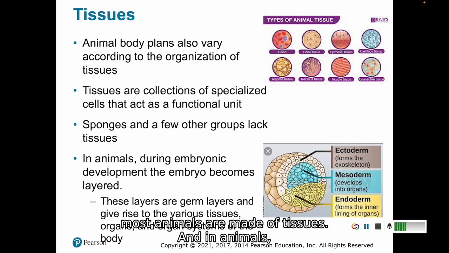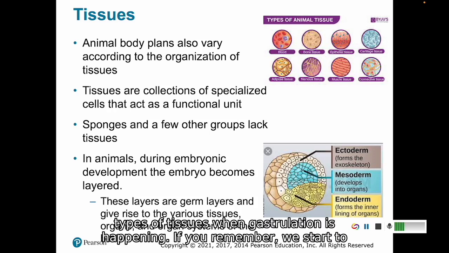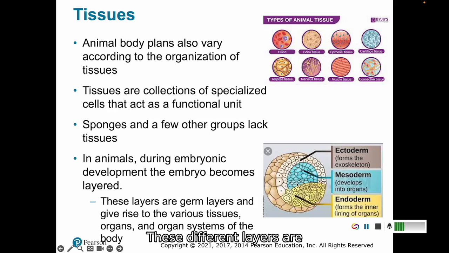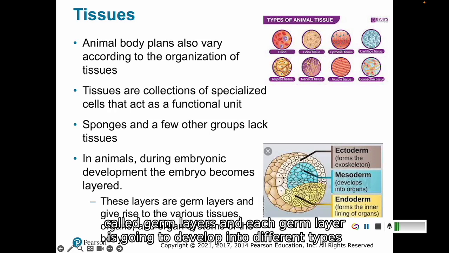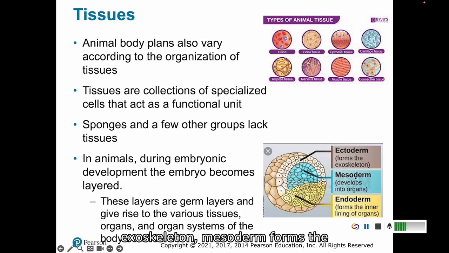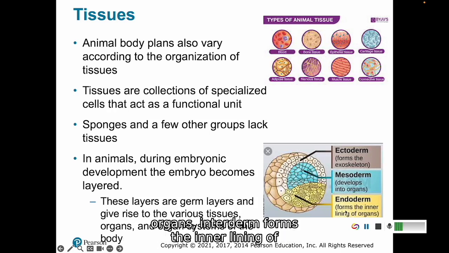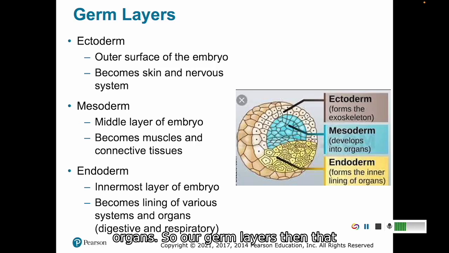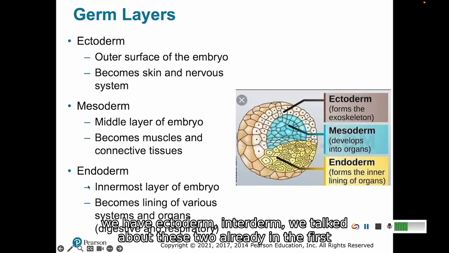And in animals, we start developing different types of tissues when gastrulation is happening. If you remember, we start to have that pouch come in, and different layers of cells happen. These different layers are called germ layers, and each germ layer is going to develop into different types of organs. So you can see ectoderm forms the exoskeleton, mesoderm forms the organs, endoderm forms the inner lining of organs. So our germ layers are ectoderm, endoderm. We talked about these two already in the first lecture video.